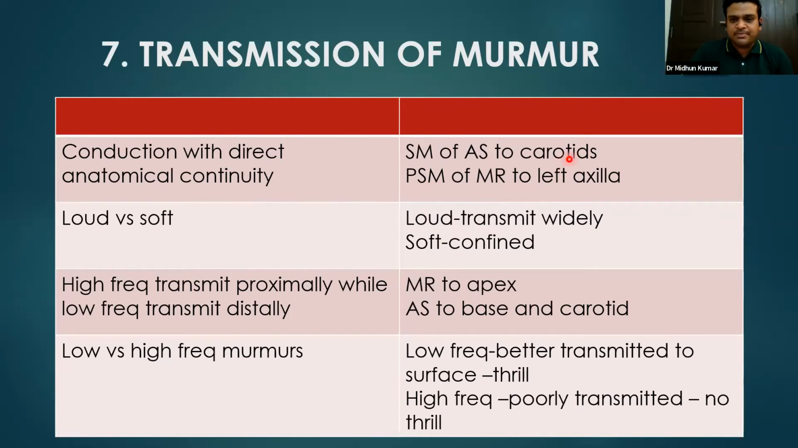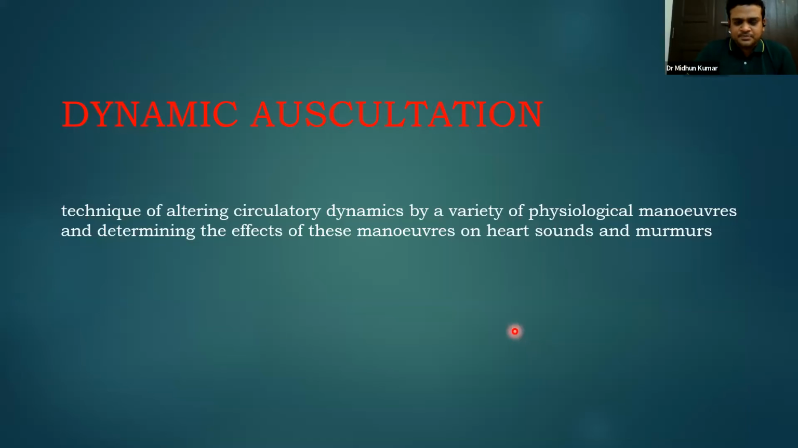So conduction of murmur means the murmur is conducted along the same anatomical plane. The other thing is transmission of murmur. In transmission, the MR murmur will be transferred to the apex and the aortic stenosis murmur to the base and cerebrum. So you should establish whether the murmurs you are hearing in two different places are of the same pathophysiology or of different pathophysiology.